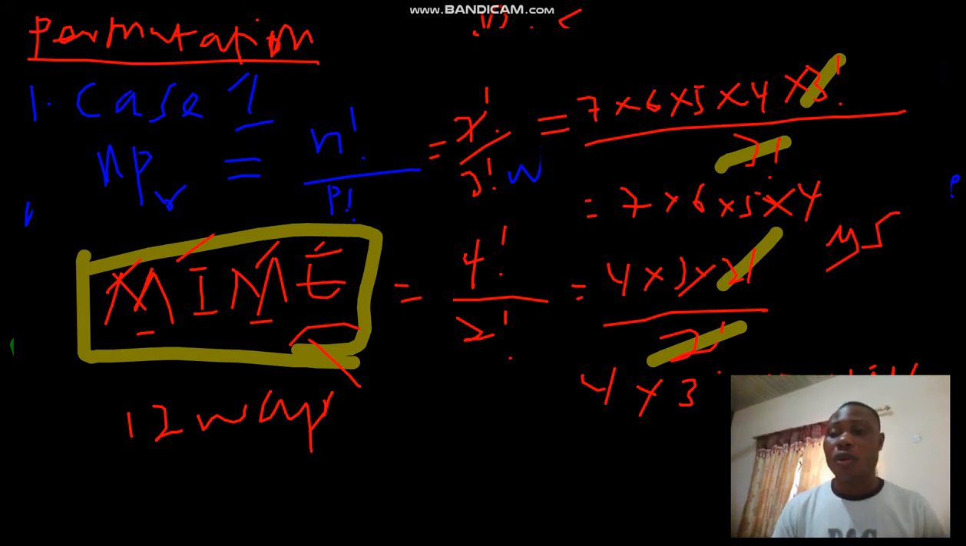double identical elements, or 2 identical elements. I'm chopping off my board. If you have any question, you can put it in the comment section below. So we have case 2.